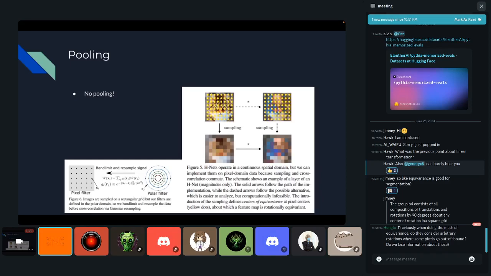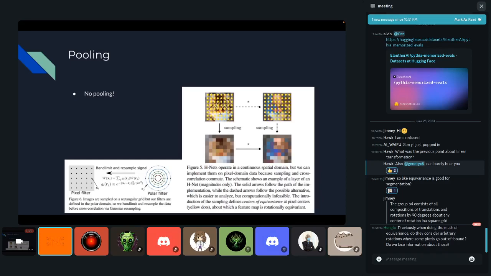And harmonic networks, so we have two operations of the big three: convolution, activation, and pooling. Harmonic networks don't do pooling. They instead just resample the function with a slightly lower resolution.